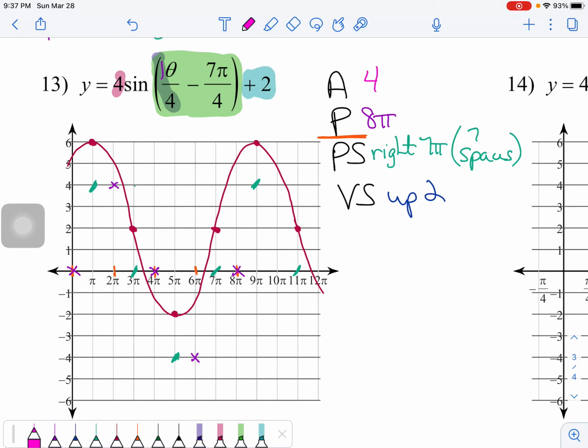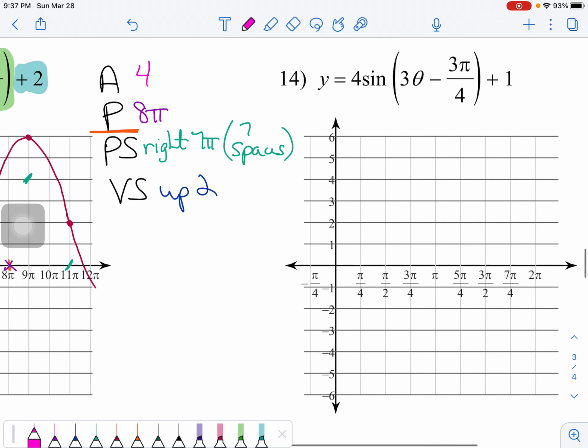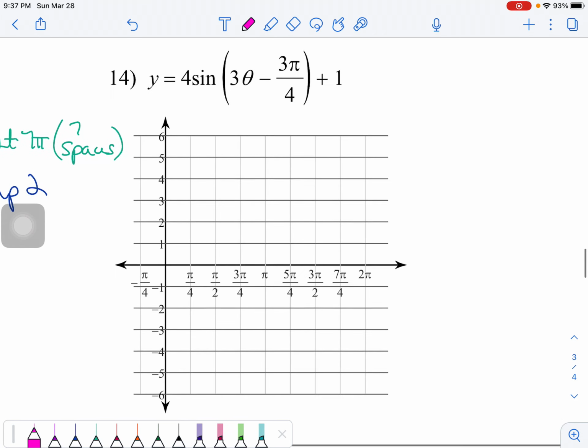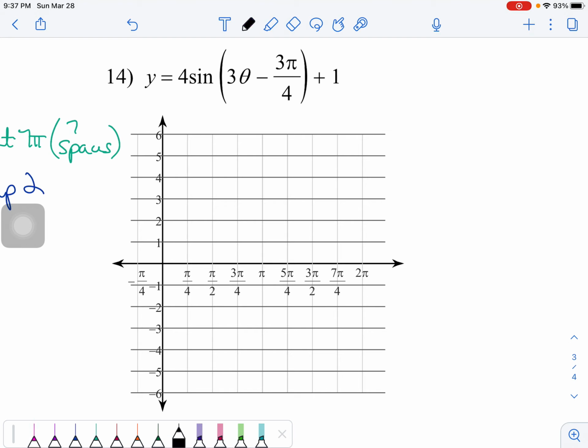Let's go ahead and slide over to number 14 and see if that one is any better or worse. All right, so problem number 14, remembering that I need to figure out my amplitude, my period, phase shift, and vertical shift. Now, writing those in, put them down in any order that you think of them.